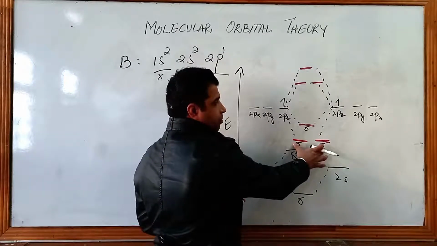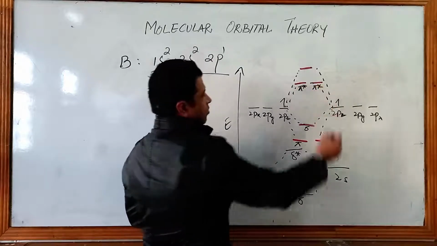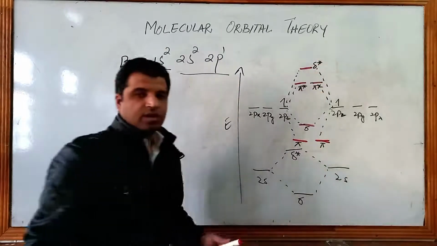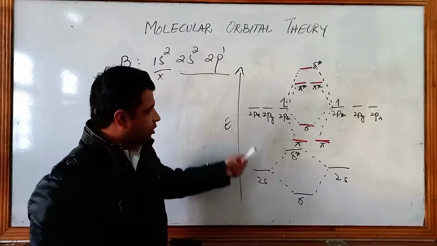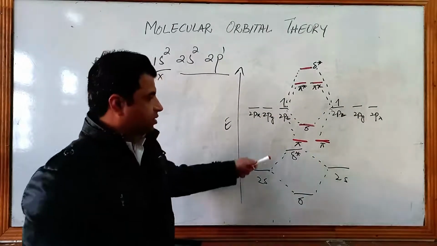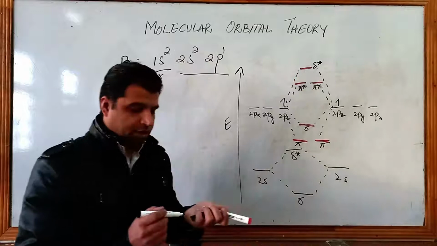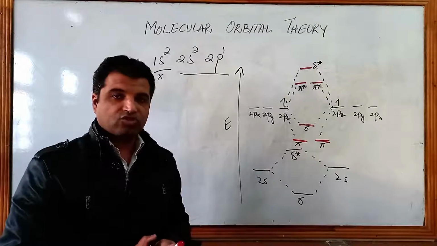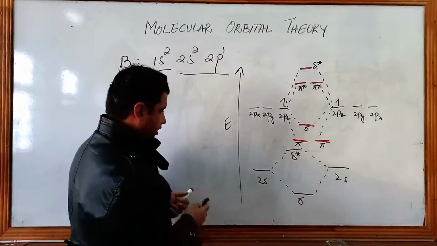If we have 2 bonding pi molecular orbitals, we will also have the 2 anti-bonding pi star molecular orbitals as well, and we will also have a sigma star anti-bonding molecular orbital. So now you can see in total we have 4 plus 4, 8 atomic orbitals, and as a result 8 molecular orbitals are also formed. The next step is to accommodate all the electrons present in this valence shell in these molecular orbitals. So let's start filling the electrons.